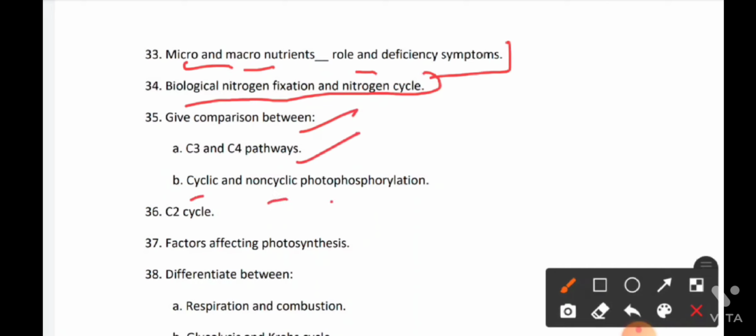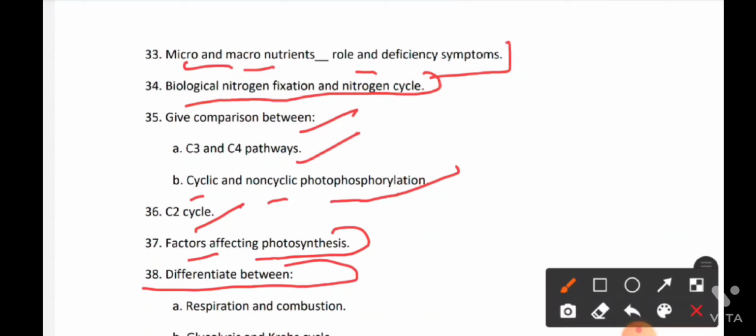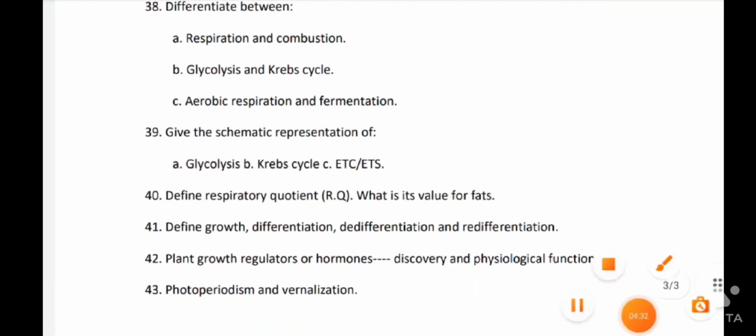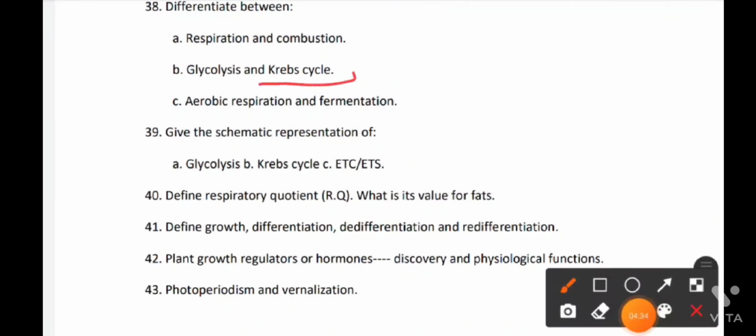cyclic and non-cyclic photophosphorylation, C2 cycle, factors affecting photosynthesis. Then next question would be differentiate between respiration and combustion, glycolysis and Krebs cycle, aerobic respiration and fermentation.